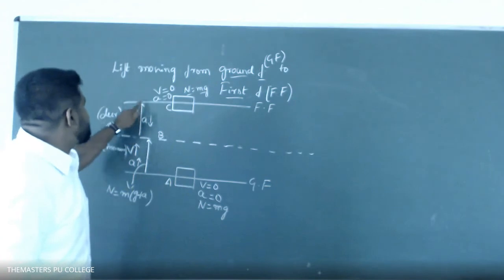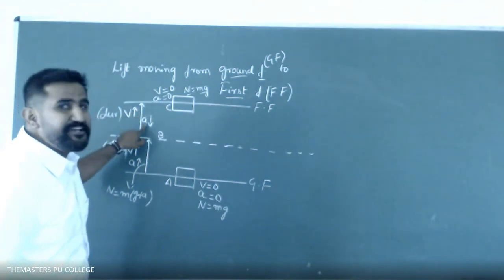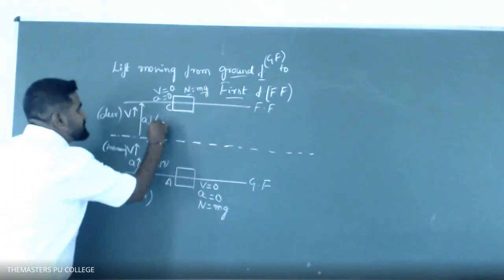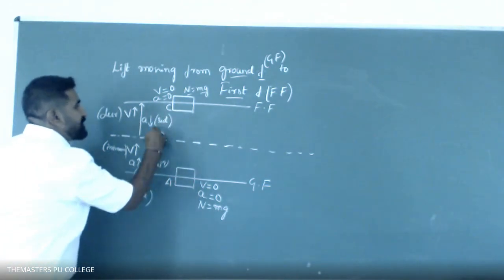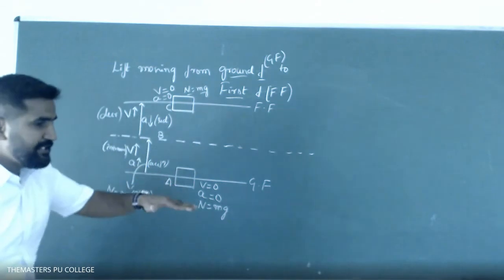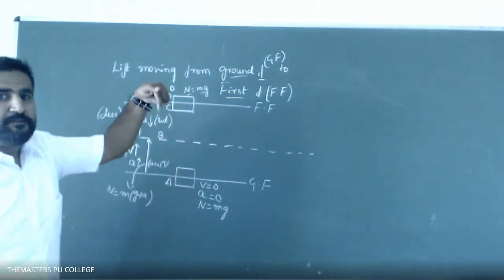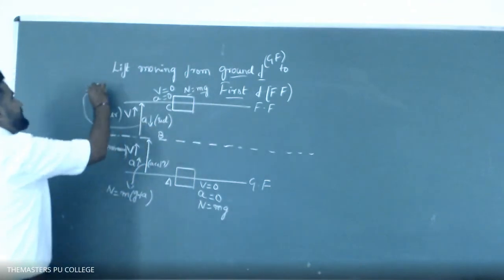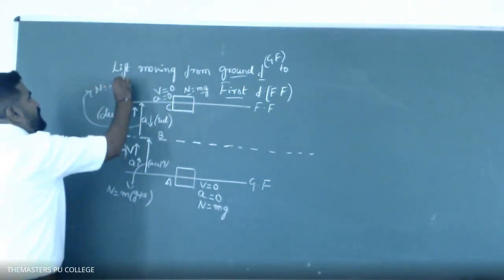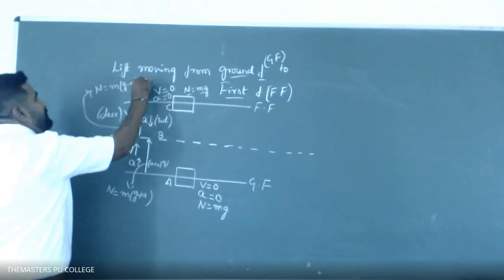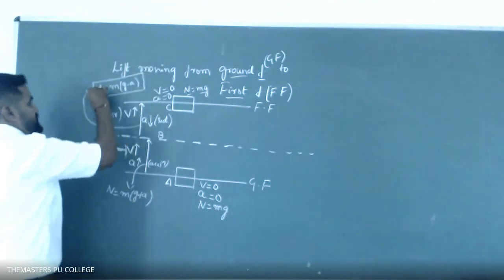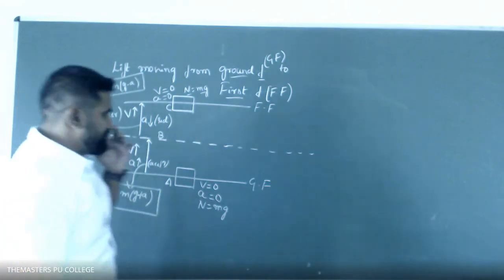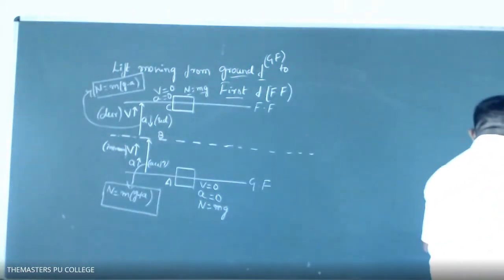Velocity is decreasing in this direction. This will act as retardation. The acceleration is acting in this direction. Then apparent weight in this case, N, is equal to m of g minus a. Earlier it was m of g plus a. So this is the concept you have to remember.